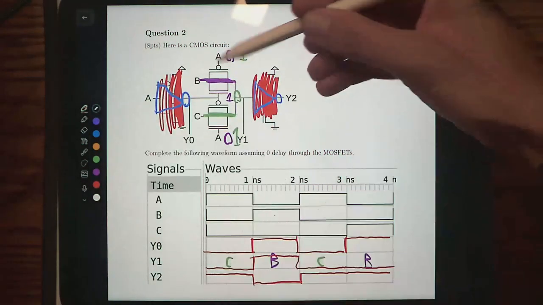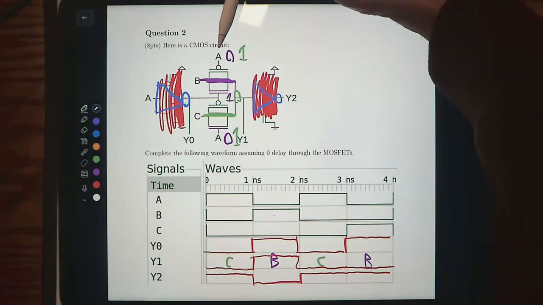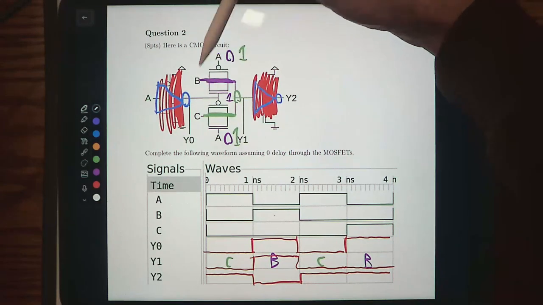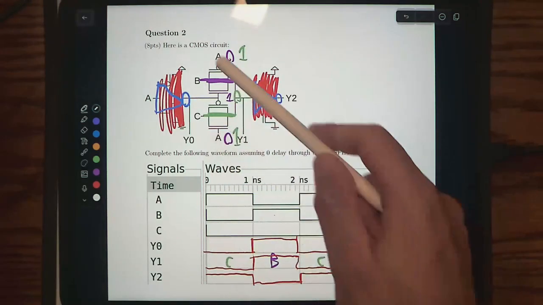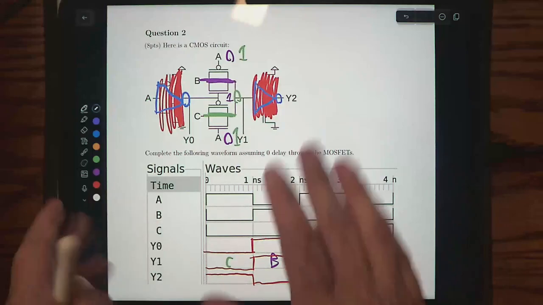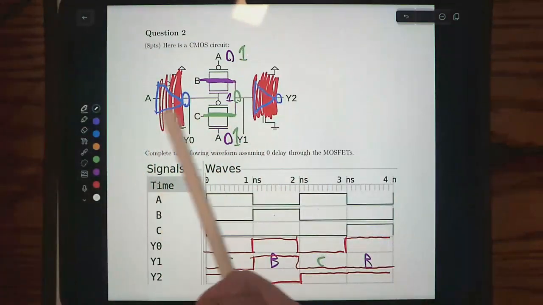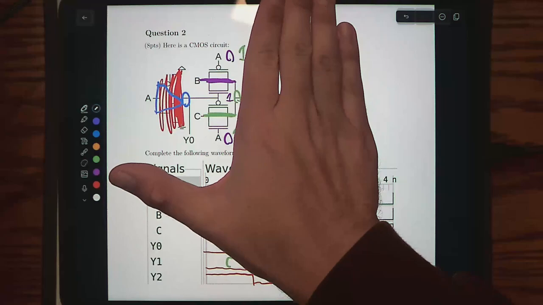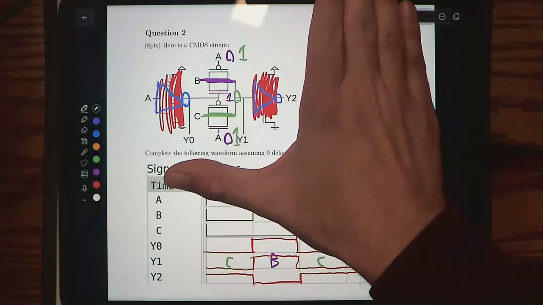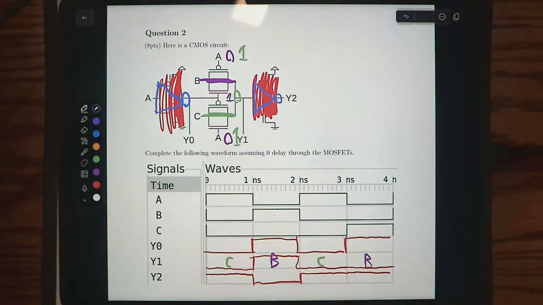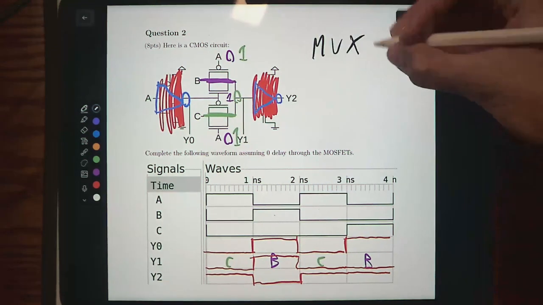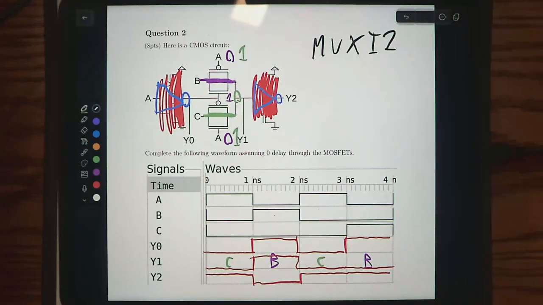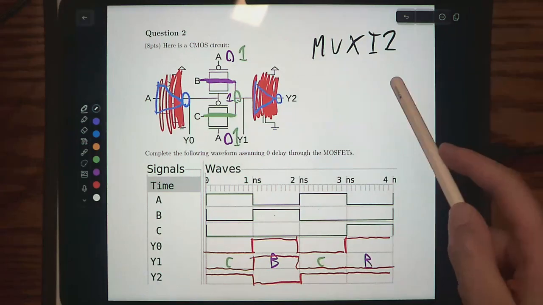So notice that our select is basically just A, and then B and C are just our 0 and 1 inputs. So this is actually how you can create a MUX. And technically that would also include this inverter right here. So this whole circuit is a MUX. By putting an inverter at the end, we call this an inverted MUX, or MUX I2. If you go into the Skywater 130 PDK and pull up the MUX I2 cell, this is actually what it looks like.